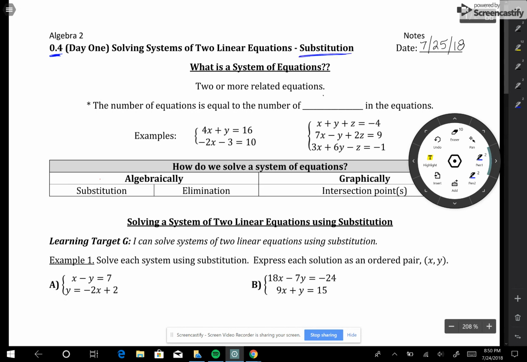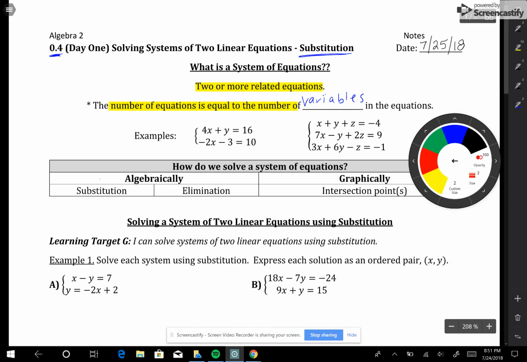Before we get to that, let's review what a system of equations is in general. All it is, is two or more related equations. There could be two equations, there could be three, there could be seven, but the number of equations is always equal to the number of variables in the equations. So these two examples we have down here, we have a system of two equations to begin with.